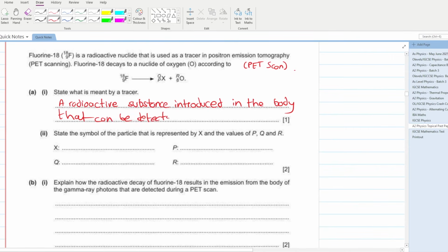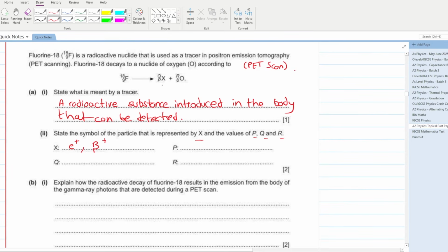What is a tracer? A tracer is a radioactive substance introduced in the body that can be detected. Okay, state the symbol of the particle that is represented by X and the values of P, Q and R. So what is represented by X? X is your positron, that is e+ or beta plus.